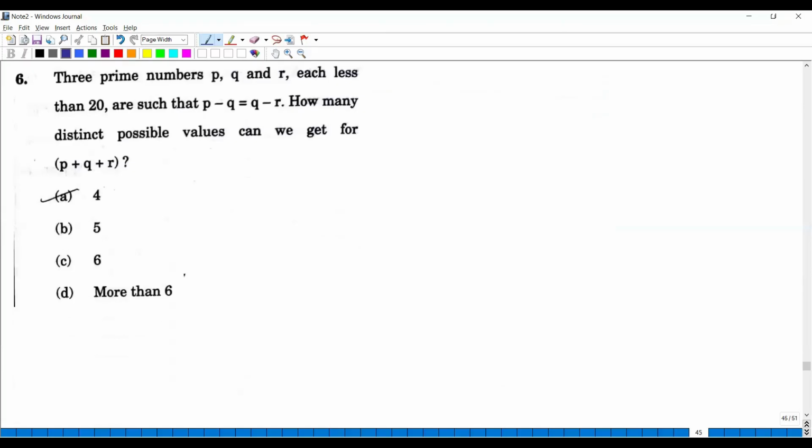3 prime numbers P, Q, R, each less than 20, are such that P minus Q is equal to Q minus R. How many distinct possible values do we get for P plus Q plus R? Distinct values. He's saying 2Q is equal to P plus R, which means Q is the average. Or else you can say the difference is the same, so P, Q, R are in arithmetic progression.